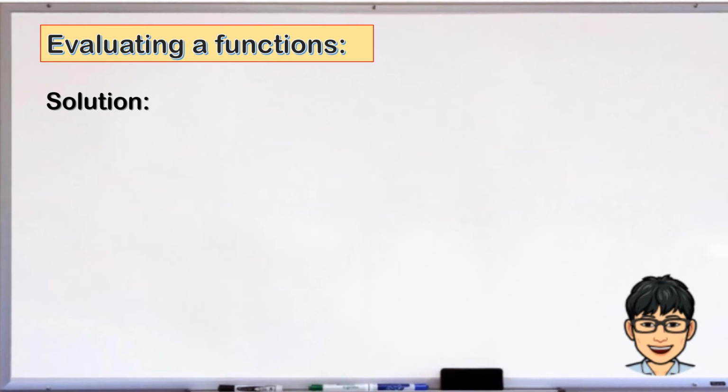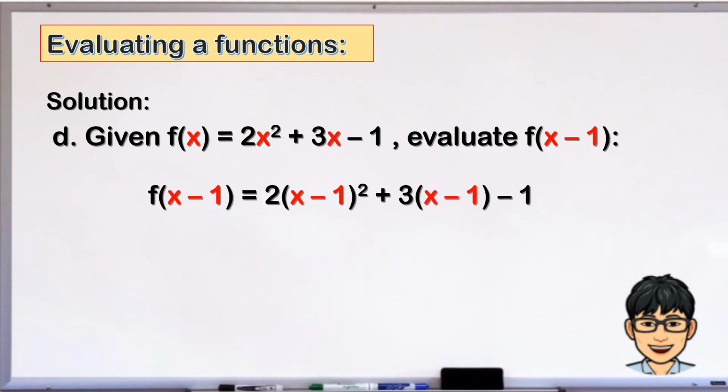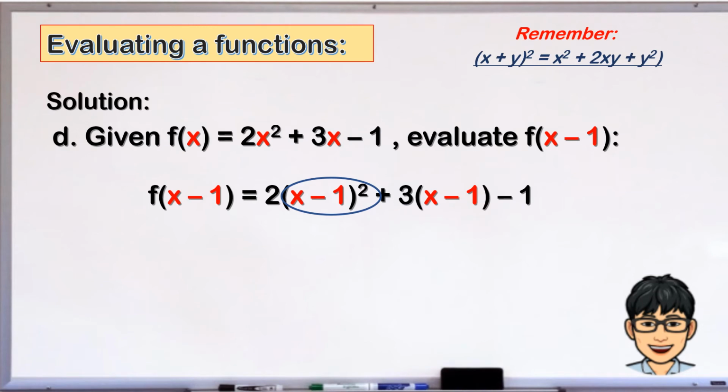Okay? So let us evaluate f of x minus 1. Meaning to say, lahat ng x sa f of x ay papalitan natin ng x minus 1. So, we have f of x minus 1 equals 2 times the quantity of x minus 1 squared plus 3 times the quantity of x minus 1 minus 1. To simplify this, gagamitan natin ito ng tinatawag na special product. Specifically, the square of binomial.